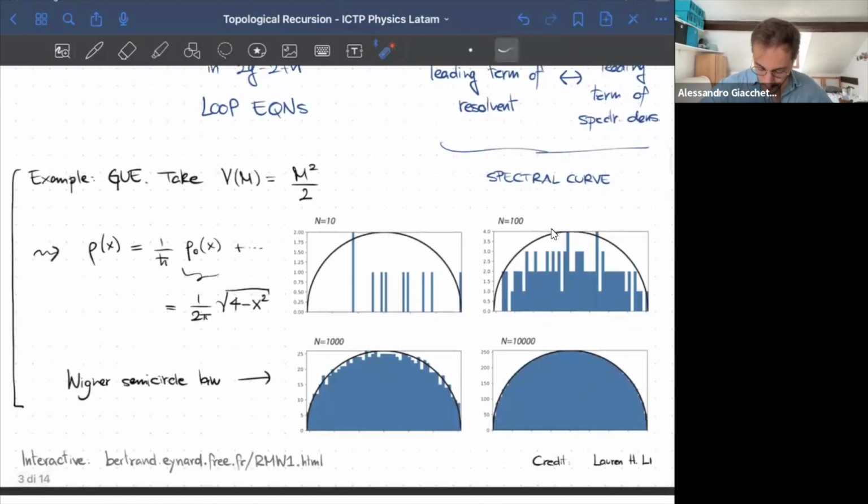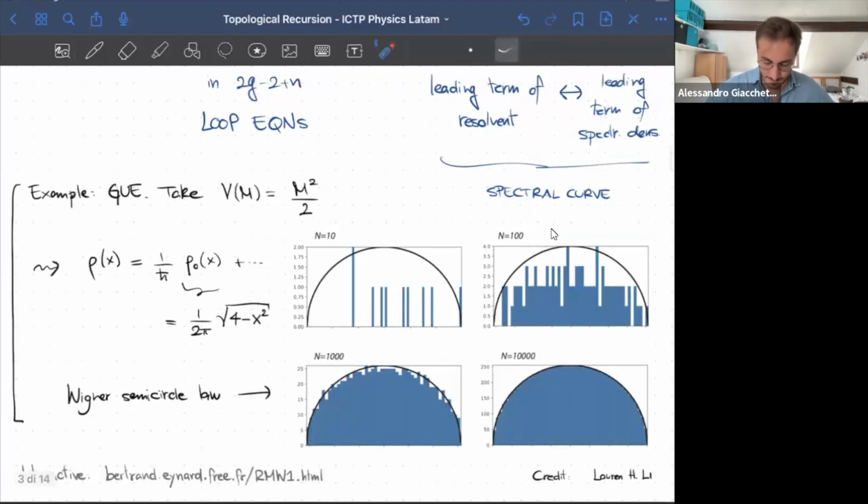And if you want to have fun with simulations like this, you can go to the website of Bertrand. He has a simulator like this that is interactive. You can change the number of samples of eigenvalues. You can do it for GUE, GOE, and some other cases.